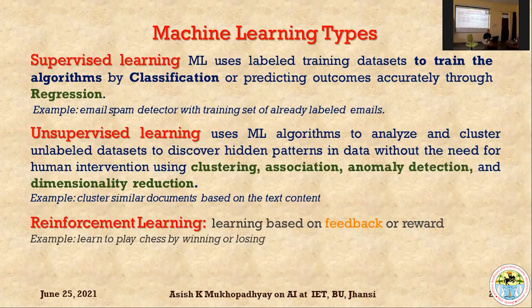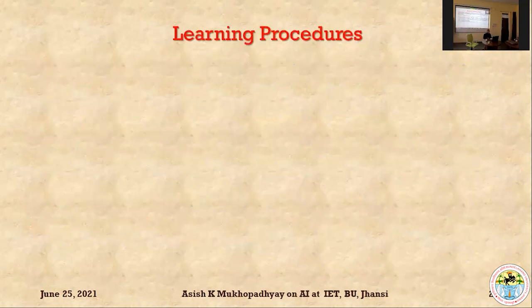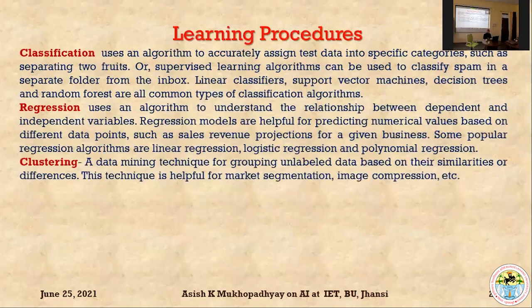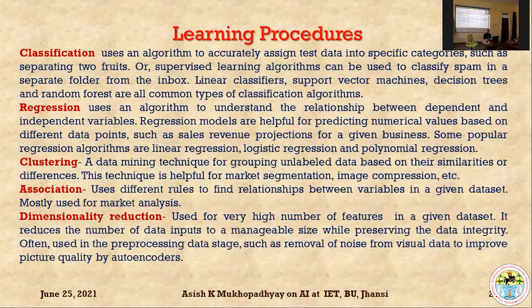So the three types of learning basically use procedures like classification, prediction, regression, clustering, association, dimensionality reduction. These are the basic things I have given in the slides. If somebody is interested, then I can discuss. Refer to slide number 26. I'll refer to this.